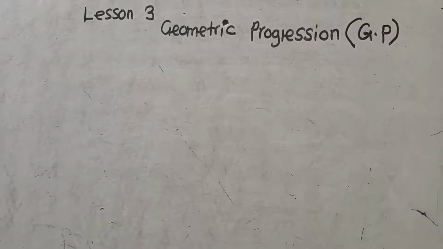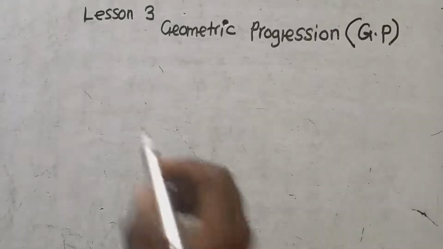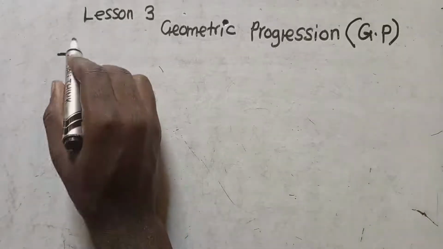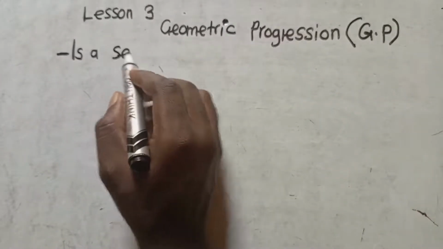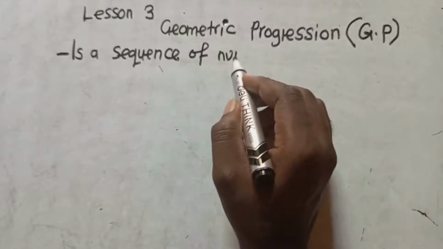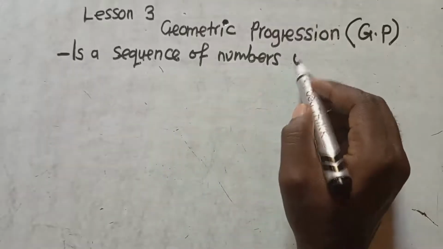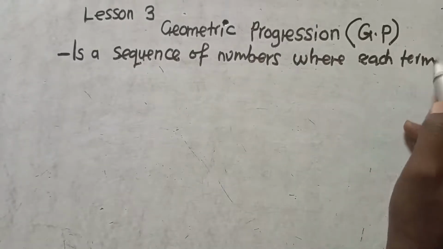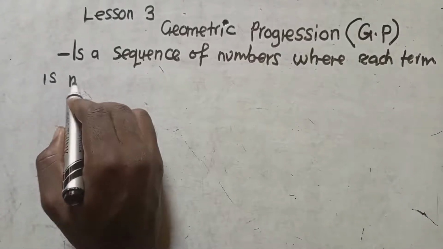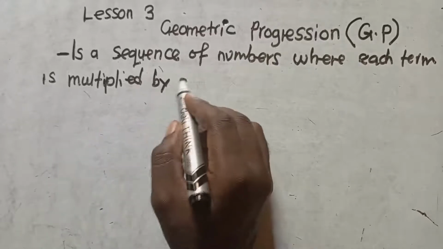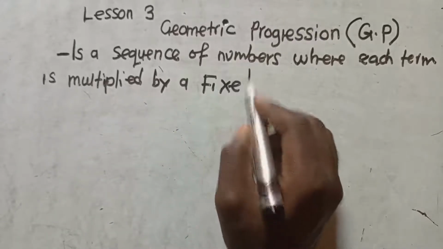So you need to understand that whenever we are talking about a geometric progression, though they will never ask you to say what is a geometric progression in an exam, it is very important for you to understand. So this is a what? It is just a sequence. So I want you to understand that it is a sequence of numbers where each term is multiplied by a fixed constant, by a fixed number.